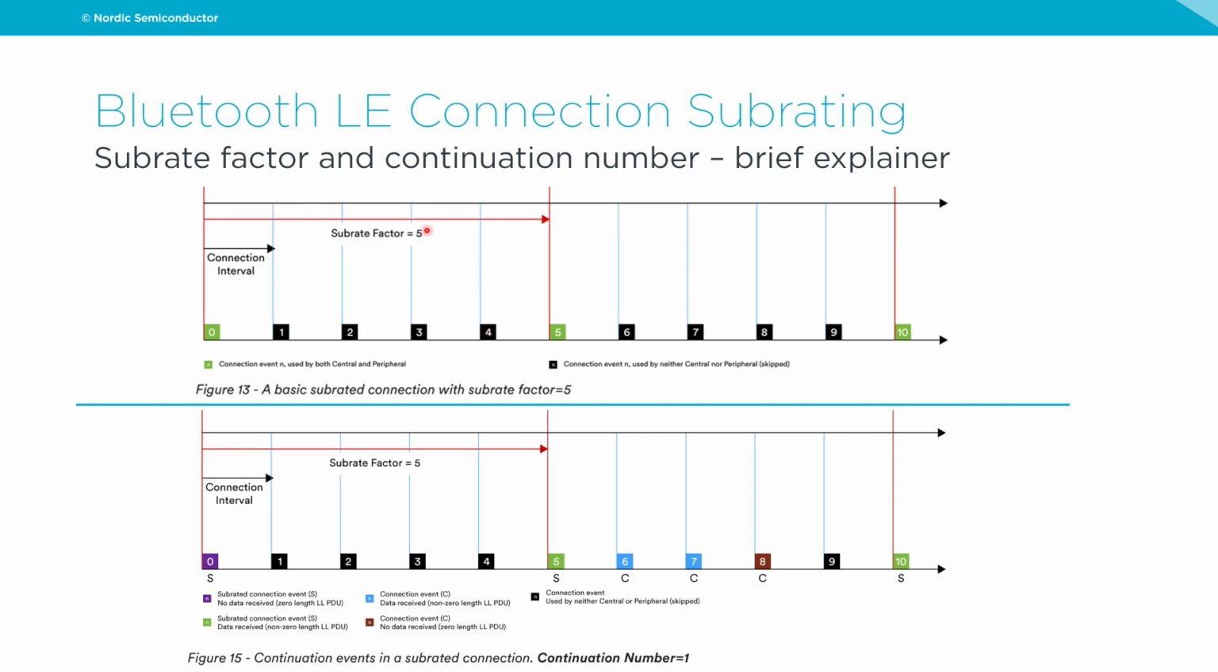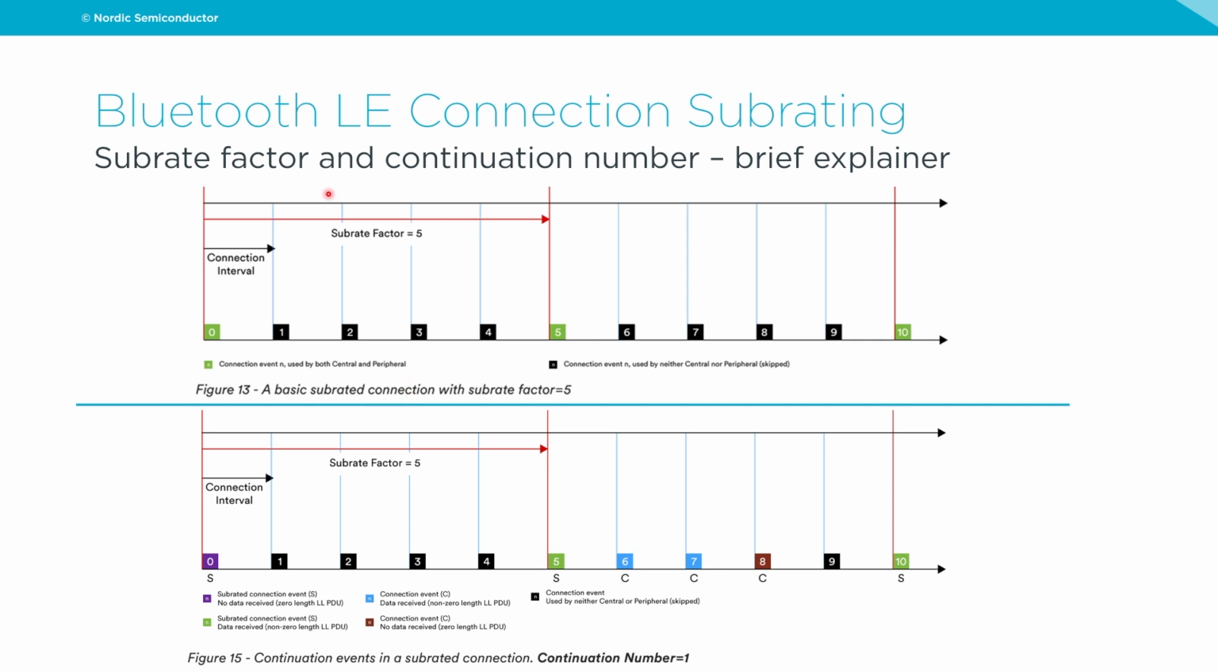So if you wouldn't have a subrate factor, it means that at each of these lines, the devices would communicate, regardless whether there's any data to be exchanged or not. If you use a subrate factor different than 1, then only every subrated event will be used. In this case, the subrate factor is 5, so every 5th connection interval will be an effective one, used by both the central and the peripheral, and every other connection interval in between will be skipped. So they won't even turn on their radios to communicate, which allows you to save power.